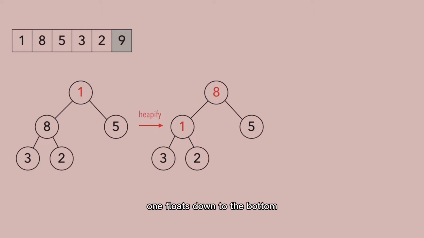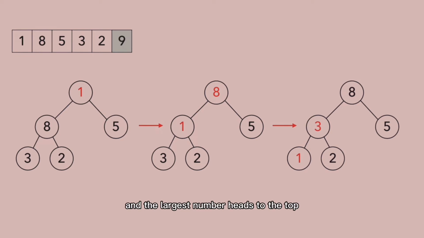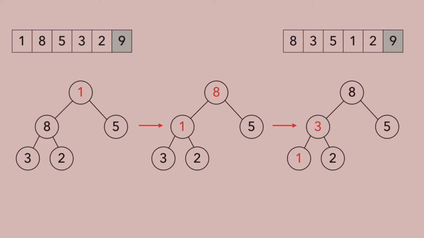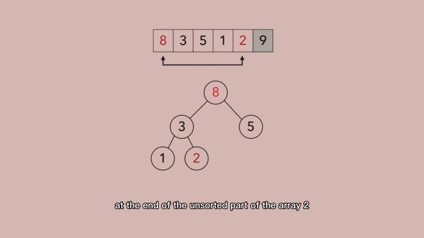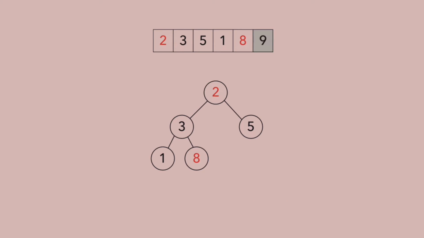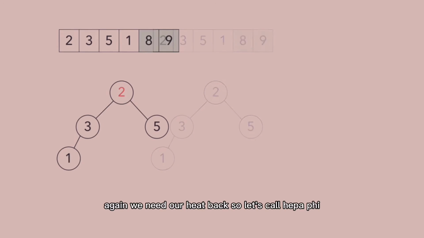1 floats down to the bottom, and the largest number heads to the top. We're back to having a max heap. Let's swap the largest number 8 with the item at the end of the unsorted part of the array, 2. We remove 8 and consider it sorted. Again, we need our heap back, so let's call heapify.